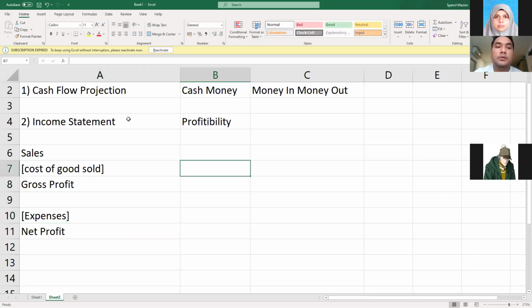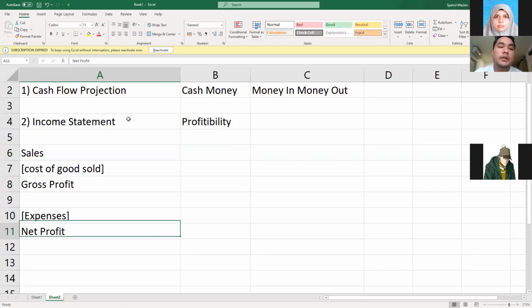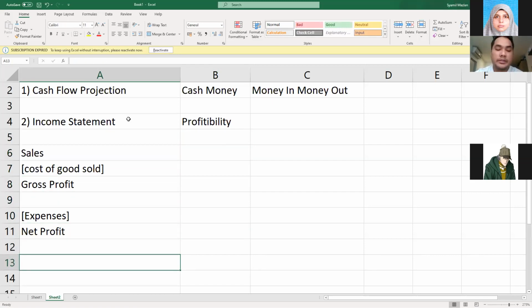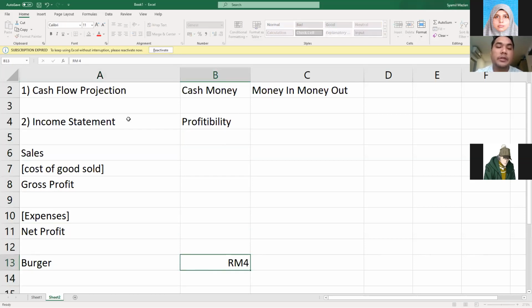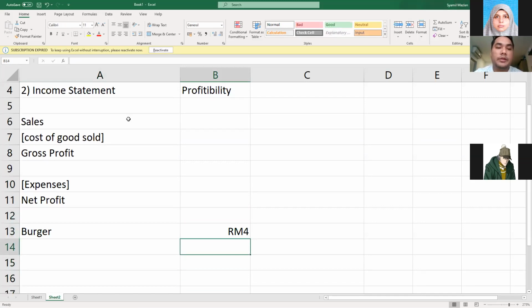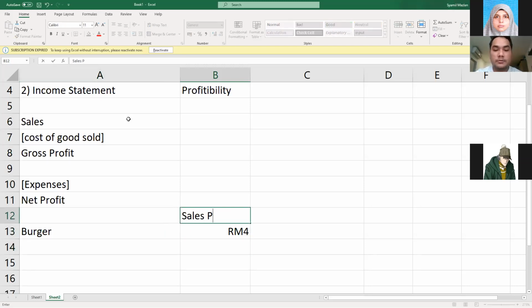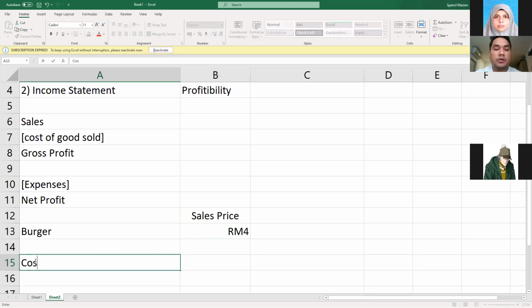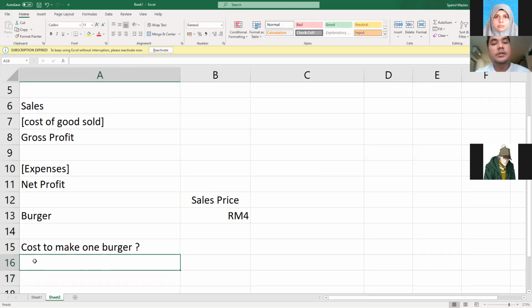So for example, you are selling a burger, right? How much do you sell your burger? For example, RM4. So this burger price is RM4. So what is the cost to make a burger? Guys, any of you know how to make a burger? Can you list down? Anyone?